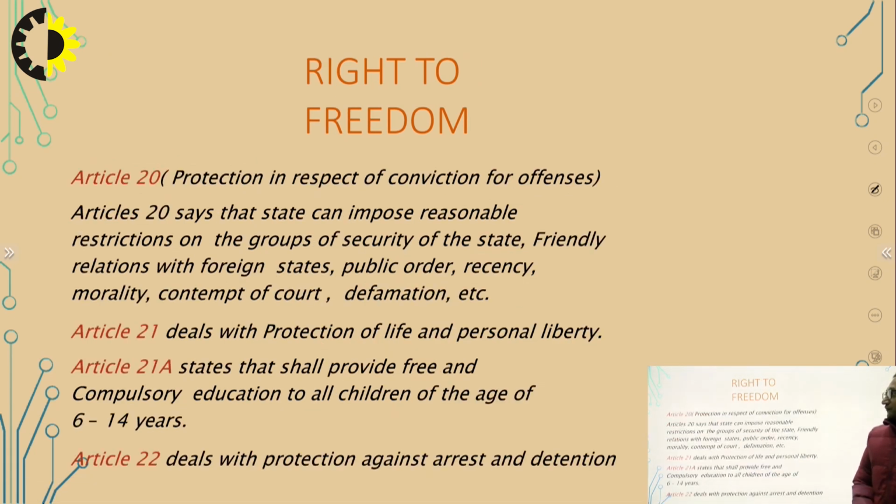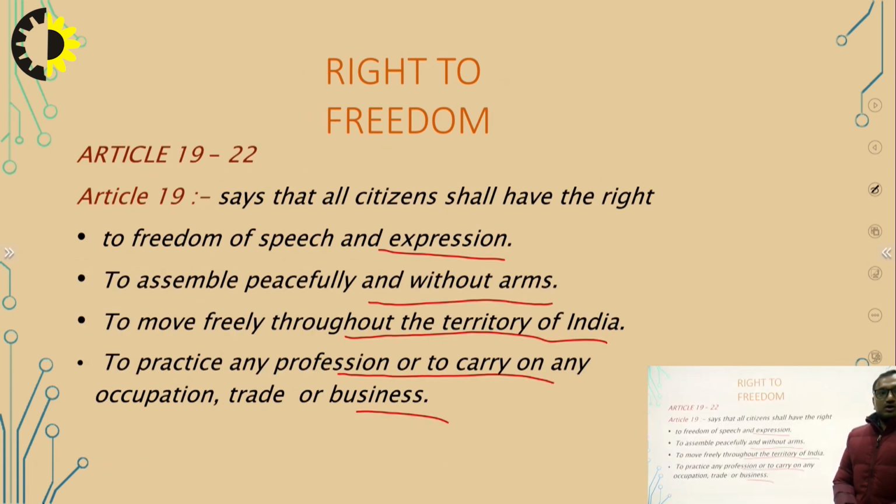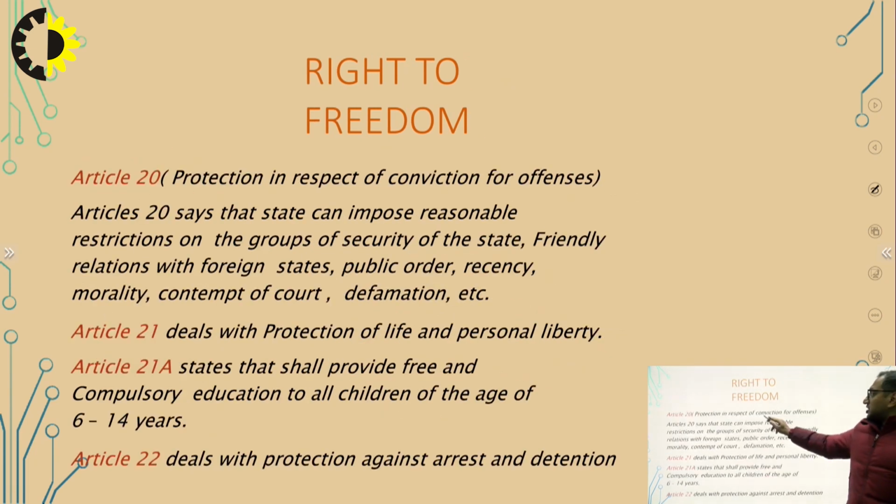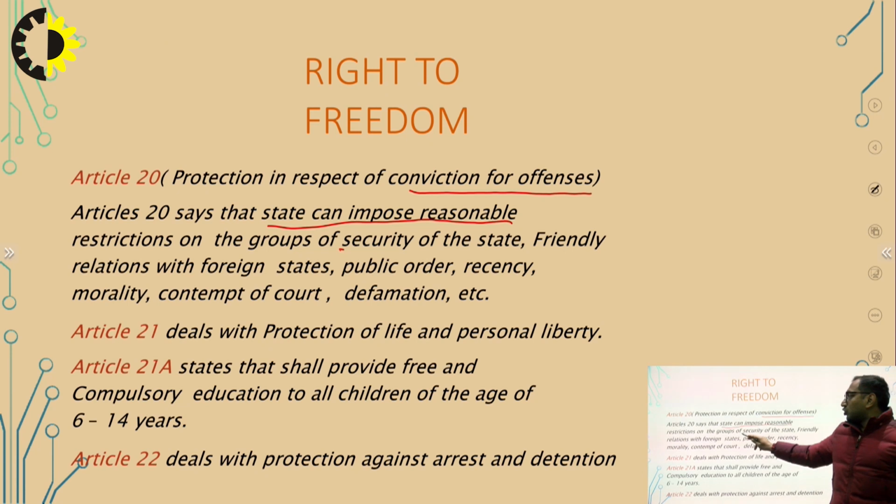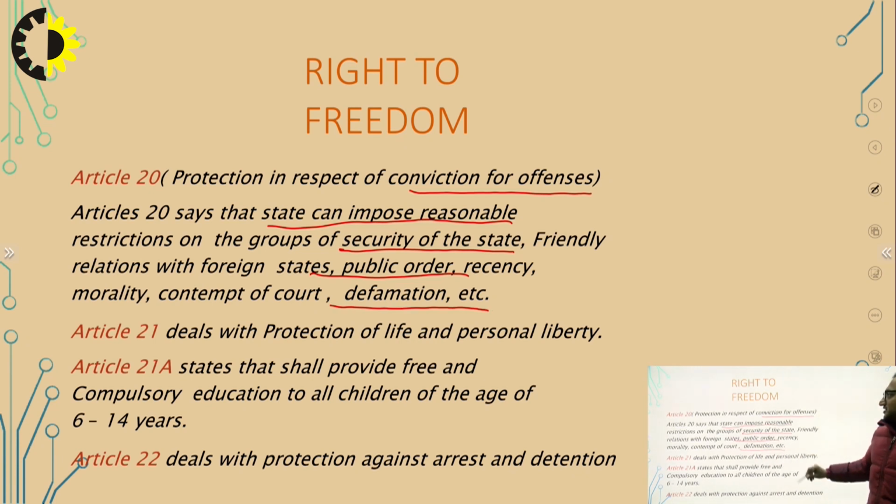Next, right to freedom. Yes, protection in respect to conviction for offences. Article 20 states that state can impose reasonable restriction on the ground of security of state, friendly relation with foreign state, public order, morality, contempt of court, defamation, etc. So any state government can impose restriction if there is a reason for security of the state, or public order, or morality, or contempt of court.